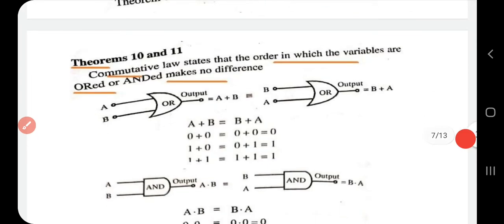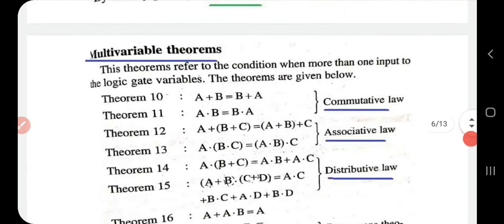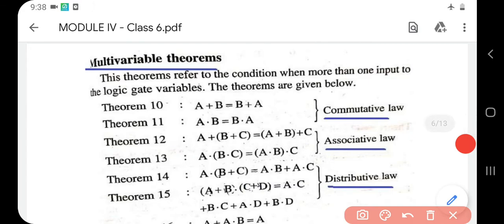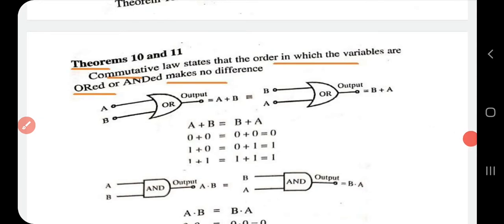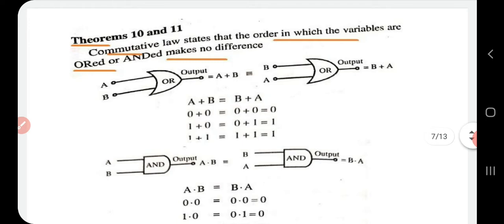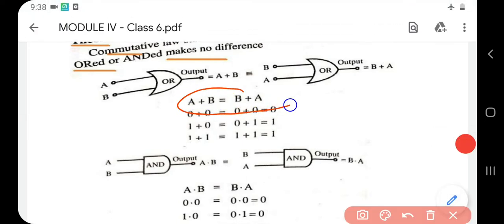Next, theorems 10 and 11. Here we are going to prove this, that is the commutative law of addition and multiplication. Okay, it states that the order in which the variables are ORed and makes no difference. Let's prove. So first we are going to prove this, A plus B equal to B plus A.